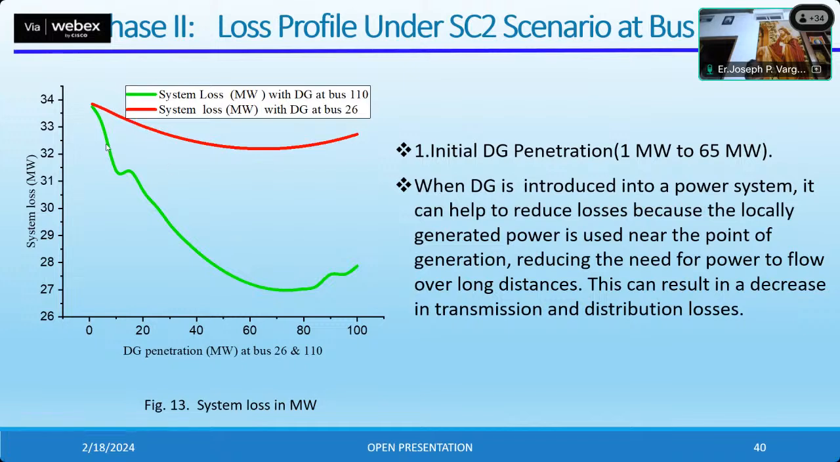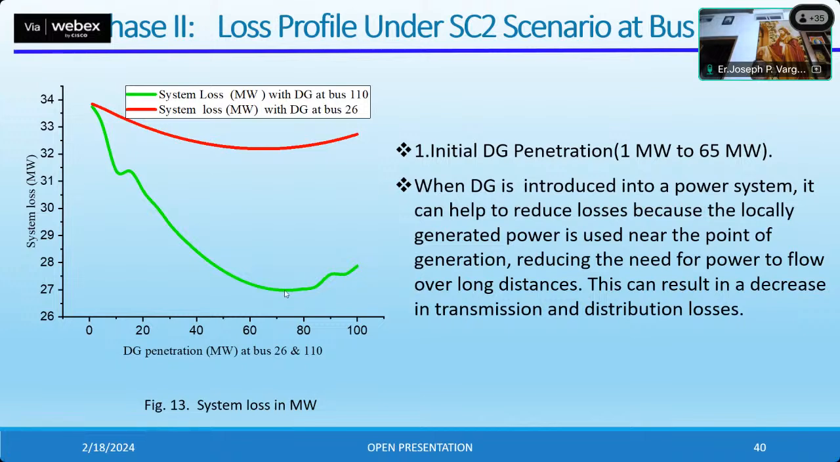We know that here the loss is very high. Due to the penetration of DG at bus number 26 at Sial bus, the loss is extremely high compared to the optimal bus of bus number 110. Here, we know that up to the point 65, the loss is decreasing. When we increase the DG penetration from 1 megawatt to 65 megawatt, the loss is reducing. But if we increase further, the loss is found to be increased above this value.